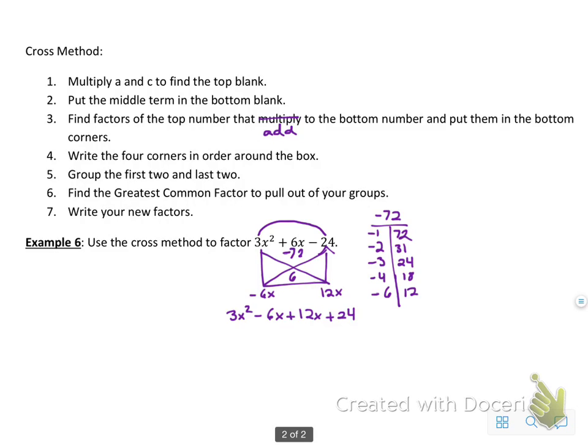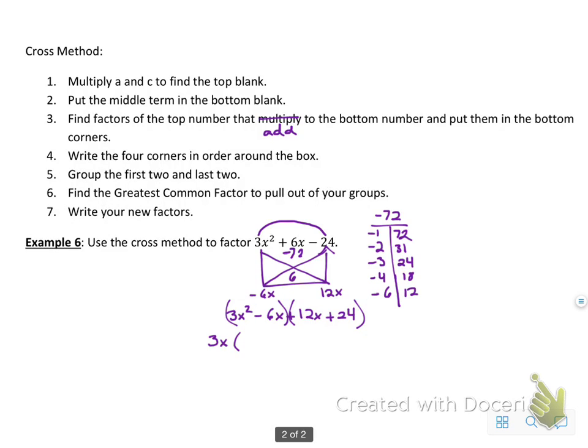Step 5, group the first 2 and the last 2 terms together. And then find the greatest common factor to pull out of your groups. So when it says greatest common factor, it's what's common in both of them. Well, we have a 3x squared minus 6x. Well, 3 and 6 both have a 3, so we can take that out. And x squared and x both have an x, so we can take that out as well. You can always take out multiple things at the same time as long as you know that they work.